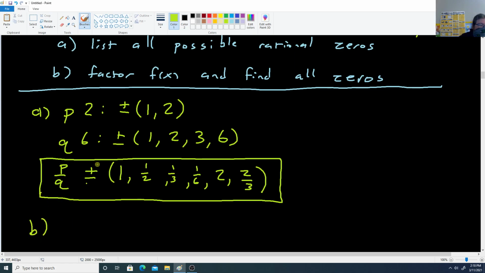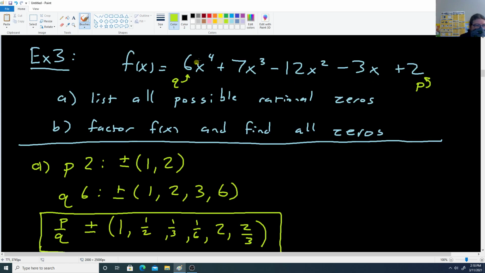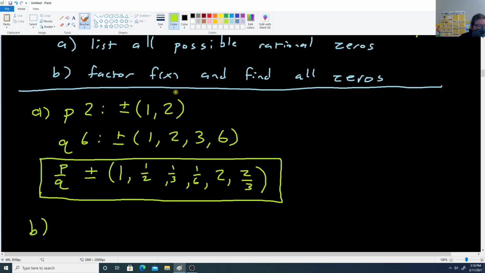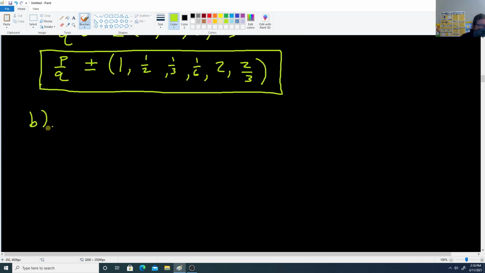Okay, part B wants us to factor the function and find all actual zeros. Since we started with a degree 4 function, we're going to need to do synthetic division twice to find 2 zeros, and then we can factor the remaining amount. If it was an x cubed for the leading term, we'd only need to find 1 zero with synthetic division, then we can factor. If it was an x to the 5, we would need 3 zeros, then we could factor.